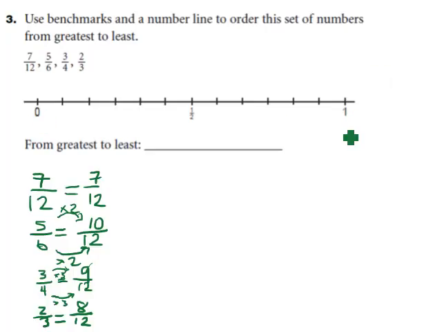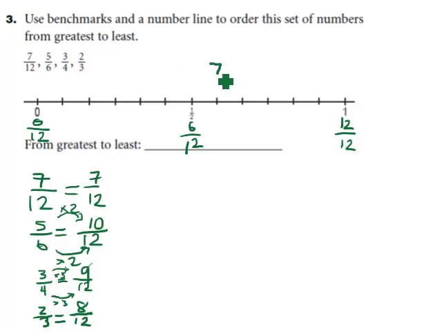We need to look at this from 0 to 1, 1 whole in terms of twelfths. How many twelfths is 1 whole? It's 12 out of 12. 12 twelfths is 1 whole. 0 twelfths is a very simple fraction, 0 out of 12. And how many twelfths is halfway? 1, 2, 3, 4, 5, 6. 6 twelfths. Most of you are able to do that without counting. Yeah, 6 twelfths.